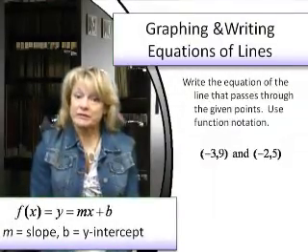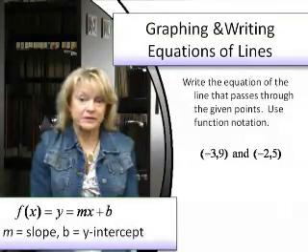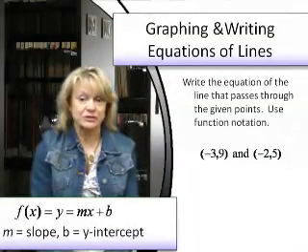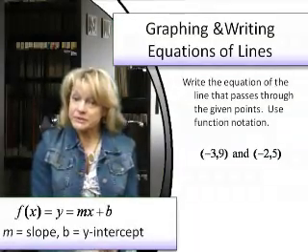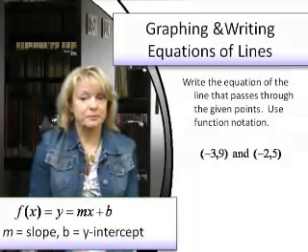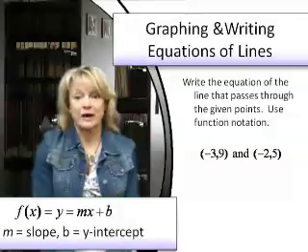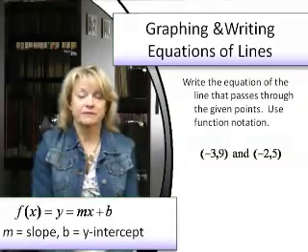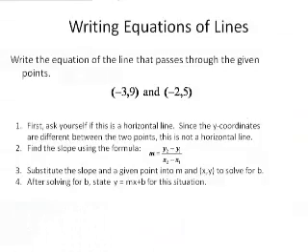This time, we are given 2 points. Therefore, we will need to find the slope and the y-intercept. We find the slope first, and then, like with the last problem, we will substitute the slope and one of the points into y equals mx plus b to find b. We use the formula to find the slope.